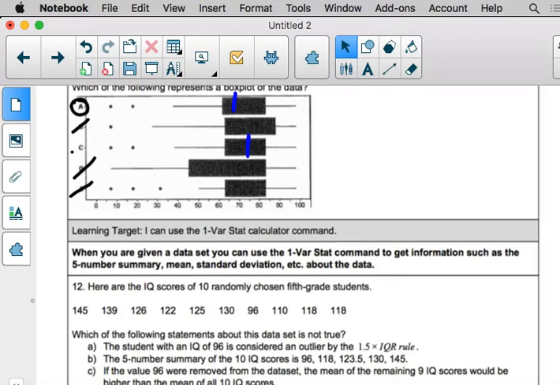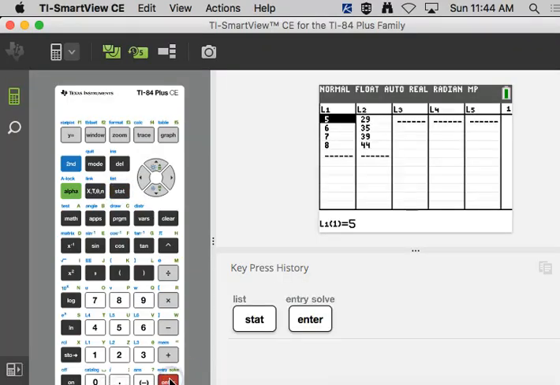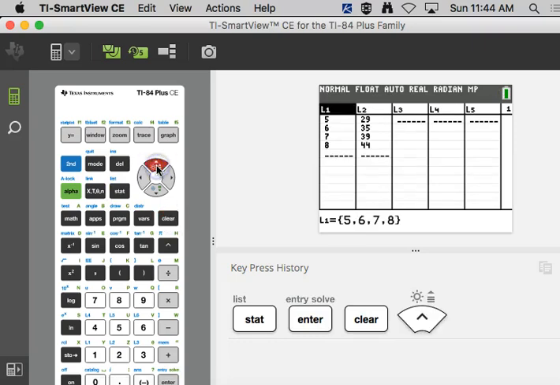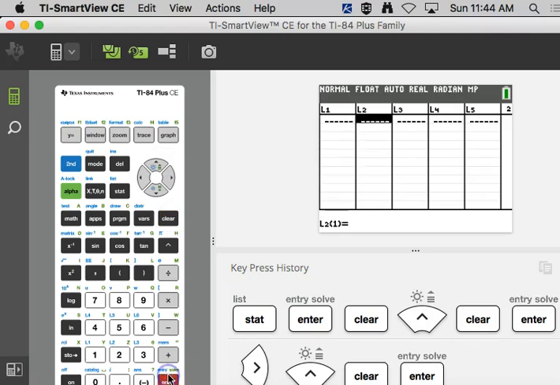And finally, I can use the one variable stats calculator command. When you're given a set of data, you can use the one variable stats command to get information such as a 5-number summary, mean, standard deviation, etc. about the data. So here, my piece of advice: if they just give you data like this, you can very easily put this data into a list. So I'm going to input all of this into a list. I'm going to clear out what's there, then type all this in.